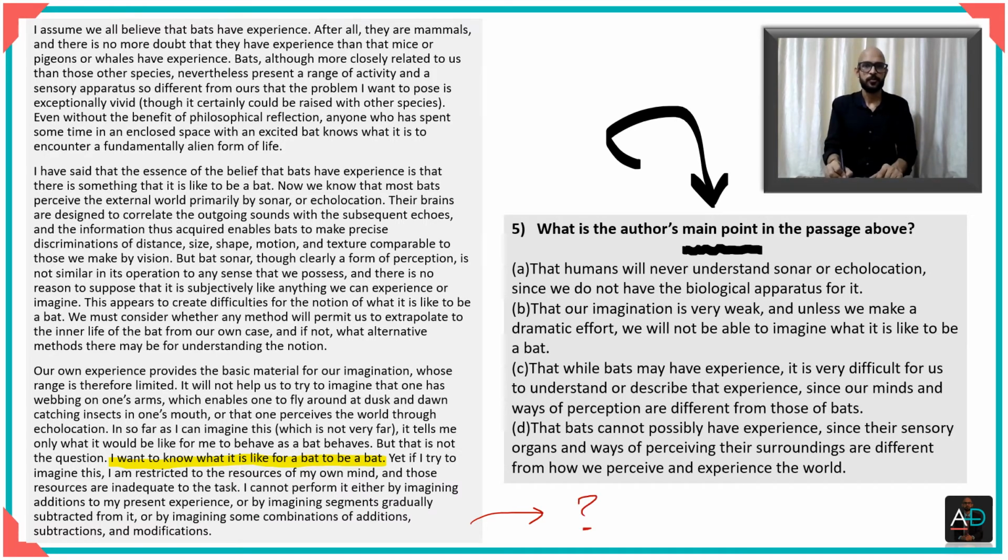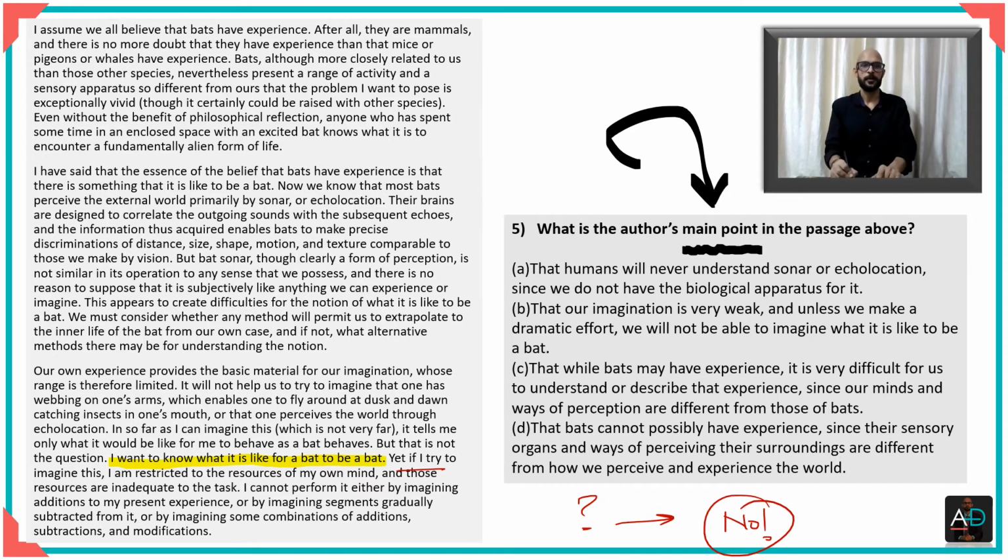So is it possible to know what it is for a bat to be a bat, given that I'm a human? His answer is no. It is not possible, because no matter how hard he tries, so he says here that he tries, he is still restricted by what his mind knows, and therefore he cannot do it. So this is the main point of the passage. Now that we've understood this, let us have a look at our options.